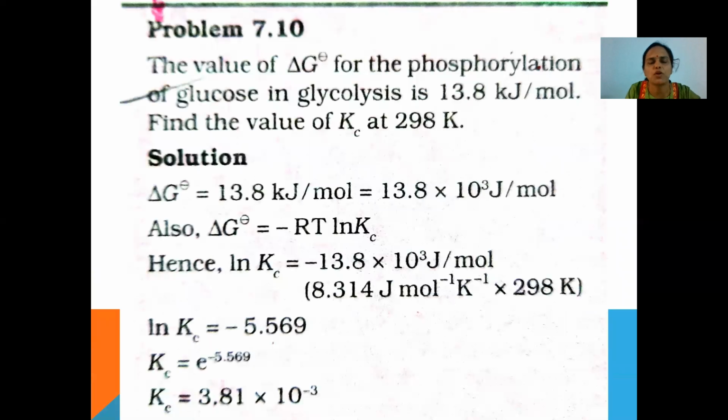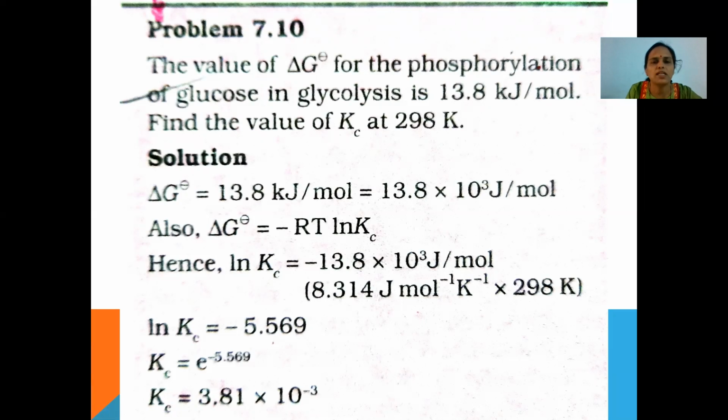So look at problem 7.10. The question is, the value of delta G in its standard state for the phosphorylation of glucose in glycolysis is 13.8 kilojoules per mole. Find the value of Kc at 298 Kelvin. So here delta G is given in kilojoules per mole. We need to convert that to joules per mole. I multiply it by 10 raised to 3. So the delta G value comes out to be 13.8 into 10 raised to 3 joules per mole.